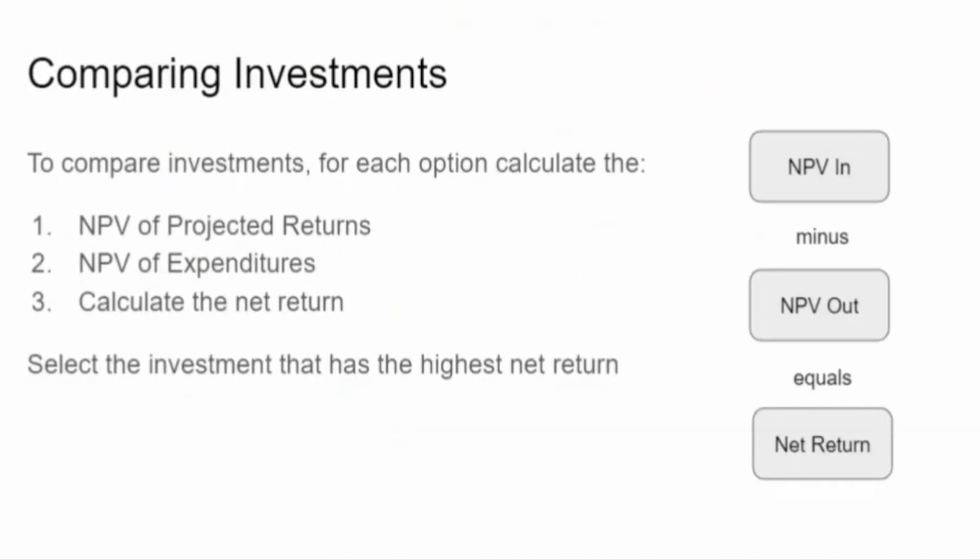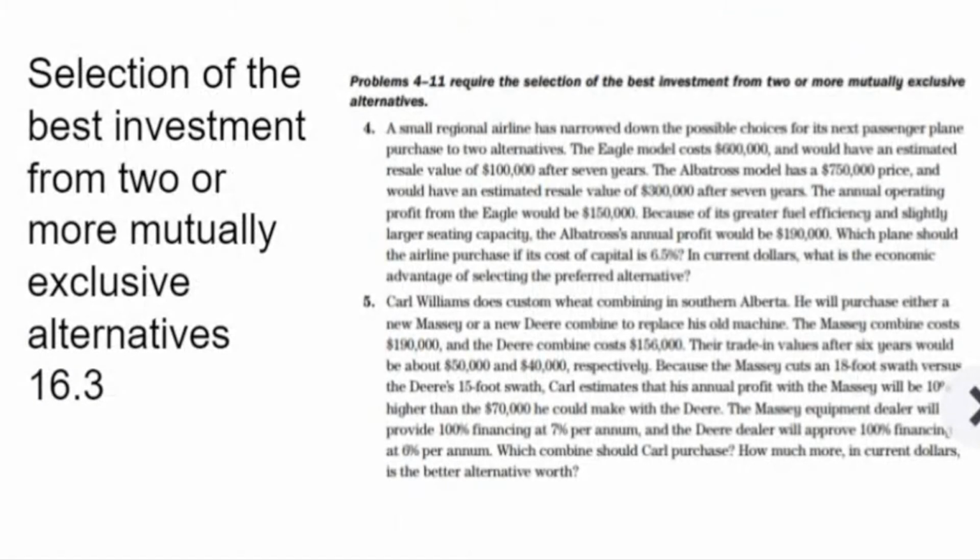So if we look at comparing business investments, we have to think about how we are going to compare one with the other. To compare investments, for each option, since we have several options, we want to calculate the net present value of the returns, the net present value of the expenditures, and calculate net return. Exactly what we did in the first place. And select the investment that has a higher net return. So it's pretty simple. We have a bunch of investments. We basically do a net present value calculation on each of them, and then we say which one's best. That's really what we're looking at here.